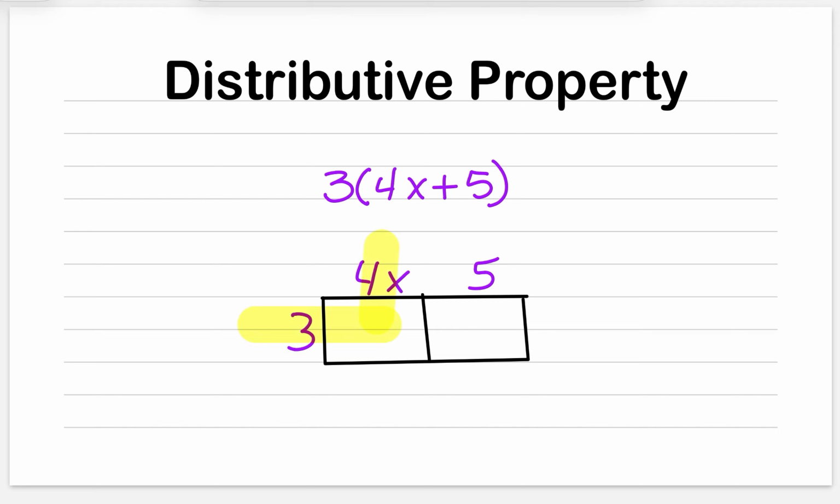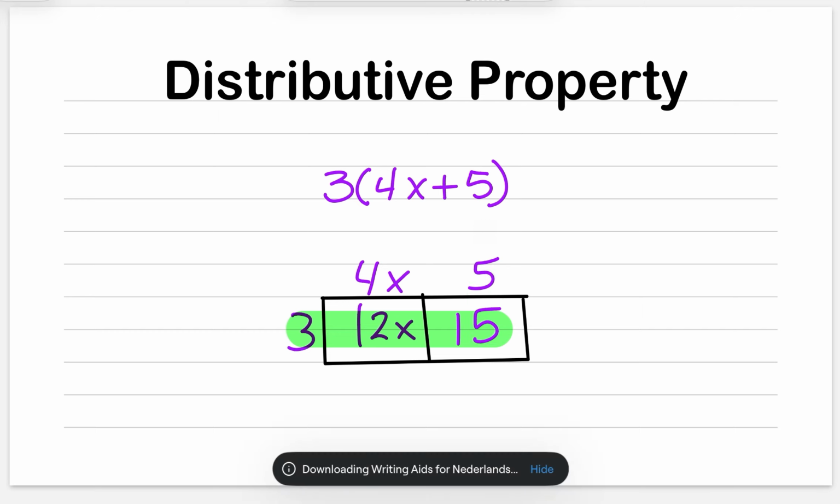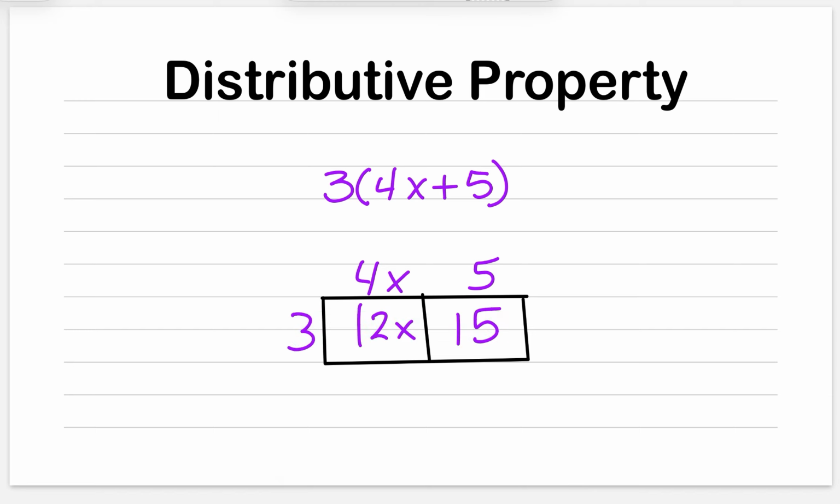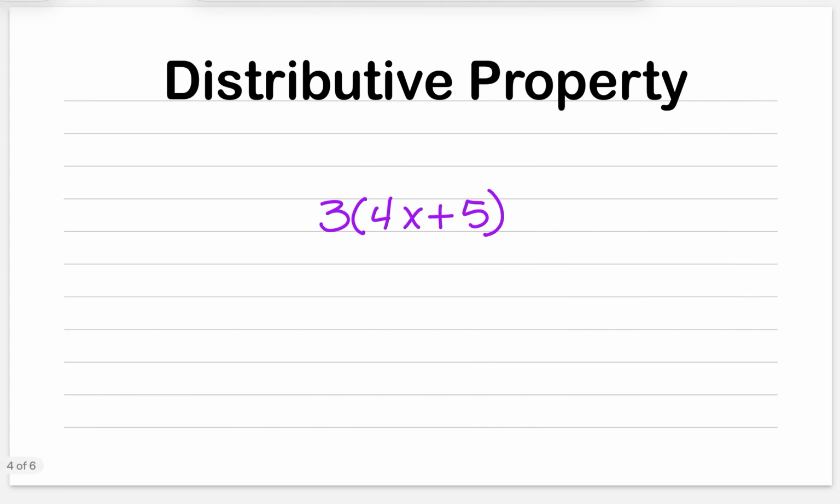Multiply the 4x times the 3, that gives us 12x. Then multiply the 3 times the 5, and that gives us 15. Then put those together. What is inside the array is the answer, 12x plus 15, the same thing as the algebra tiles. The last method we're going to look at is using the arrows.